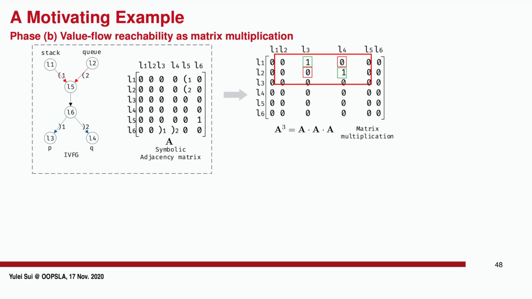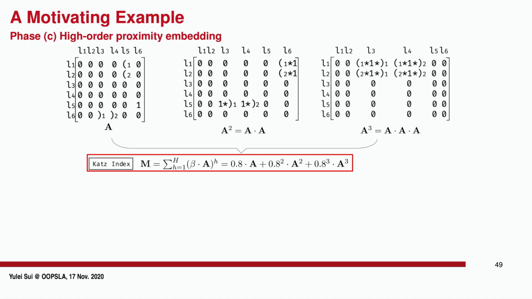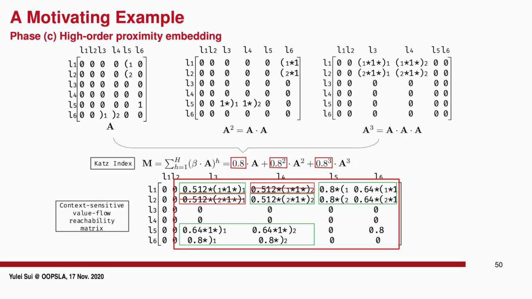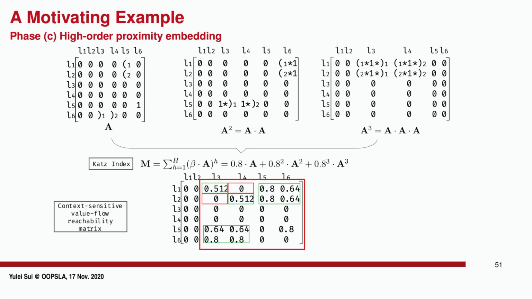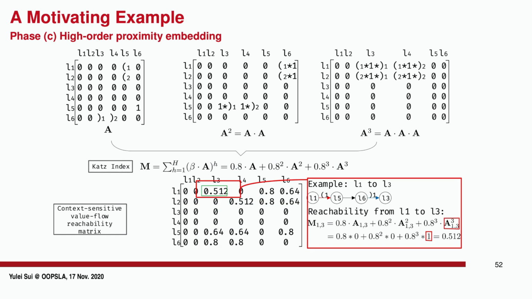Next, we use the Katz index to approximate the graph's high-order proximity matrix M, which essentially is the ensemble of all feasible value flow paths. H is 3, representing the longest path length in this example. Beta is 0.8, representing the decay parameter. After resolving the symbolic matrices using CFL reachability analysis, we calculate the Katz index matrix M following this equation. For example, M(1,3) here shows the proximity value of all paths from L1 to L3.